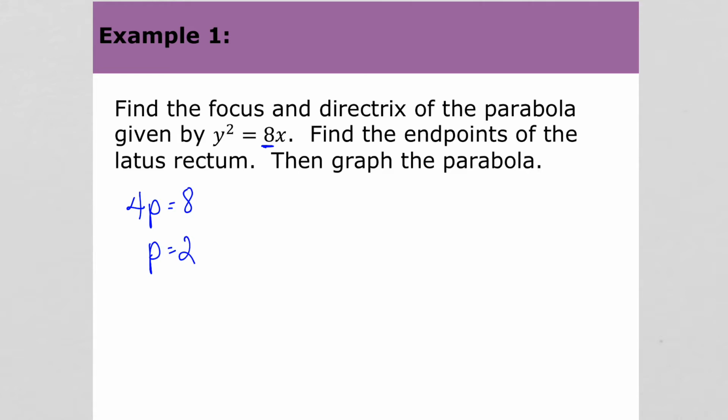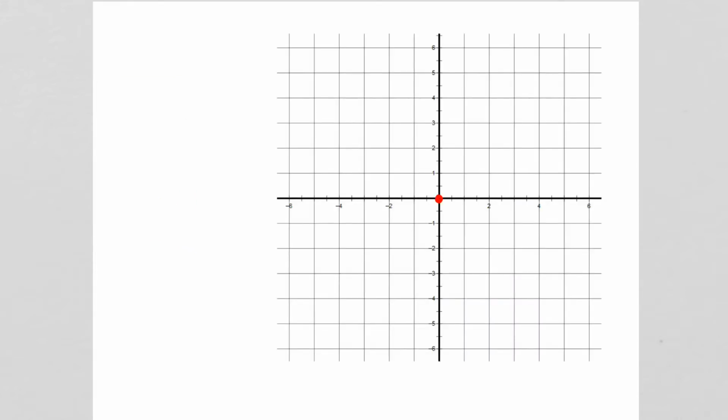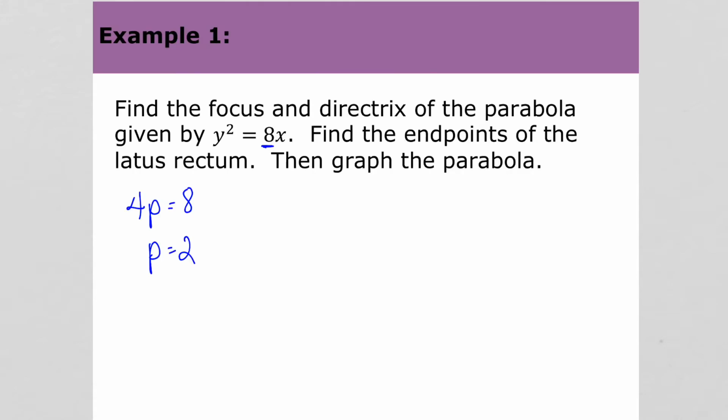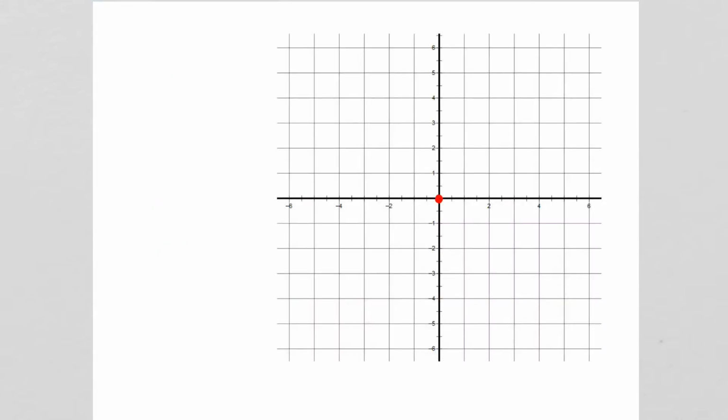So p is 2. What does this tell us? Well, first of all, one more thing we need to identify. Where is the axis of symmetry? Is the axis of symmetry horizontal or vertical? Since we started with y squared, then it is horizontal. So that means that P goes to the right of our vertex and to the left of the vertex. Now, one of those is the focus and the other one is the directrix. Which is which?